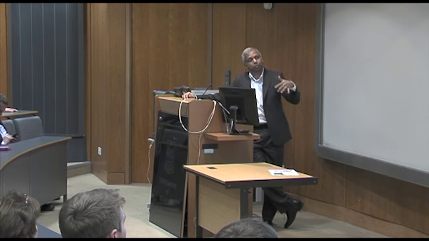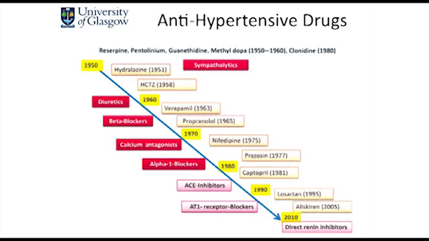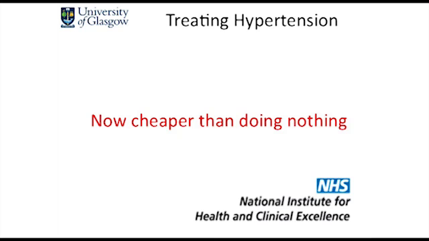But when you combine all those, what you see from this slide is that what matters is not the drug you use, it's the amount of blood pressure reduction. The more blood pressure reduction that's achieved in the trial, the better your outcomes. So it doesn't matter which drug you use, as long as you can get blood pressure down, then you improve survival. And it's cheaper than doing nothing, according to NICE. So that's about blood pressure.